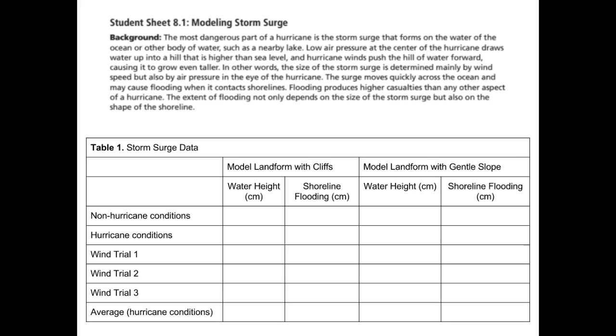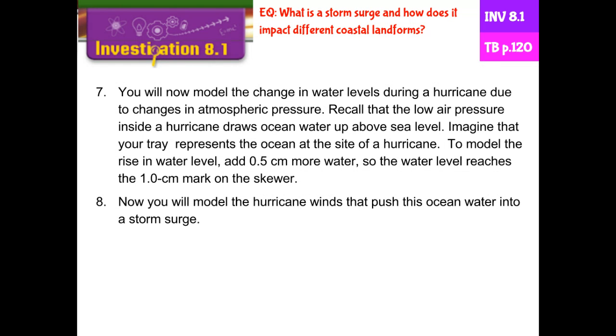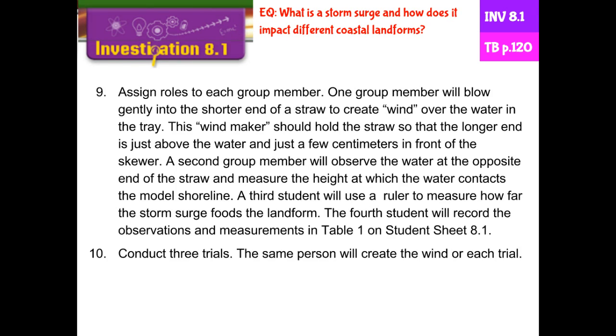All right, you've got storm surge data. You've got non-hurricane, this is before you start, and then hurricane conditions, where you'll be blowing through a straw, and then keeping track of how high the storm surge is in centimeters, and then averaging those. After a while, you'll flip-flop items, and then you'll model a change in water levels during a hurricane. You're going to add more water, so you're going to add another 0.5 centimeter of water, and then you'll model the hurricane as the winds push towards the storm surge.